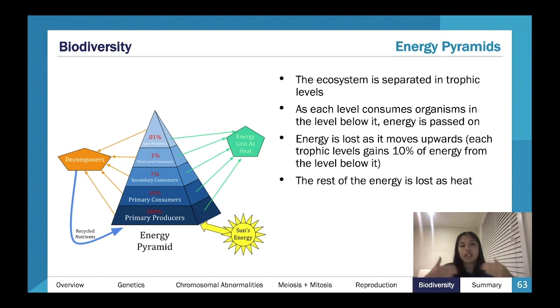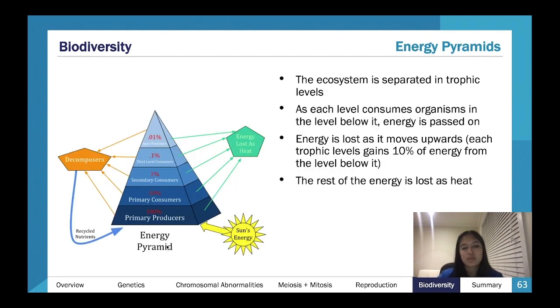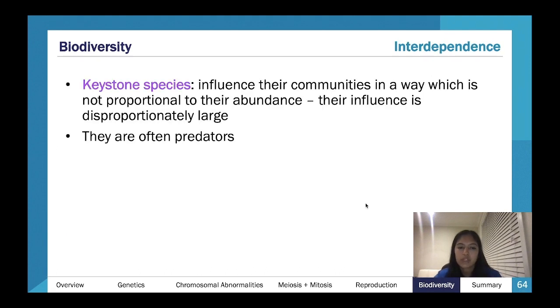Every time that something consumes something else, 90% of that energy is lost. So your rabbit that eats your carrots is getting 10% of that energy. Your foxes are getting 10% of the rabbit's energy, which is 1% of the carrot's energy. Hopefully that makes sense. But it's this idea that as you go up that food pyramid, you lose a lot of energy. Yeah, hopefully that makes sense.